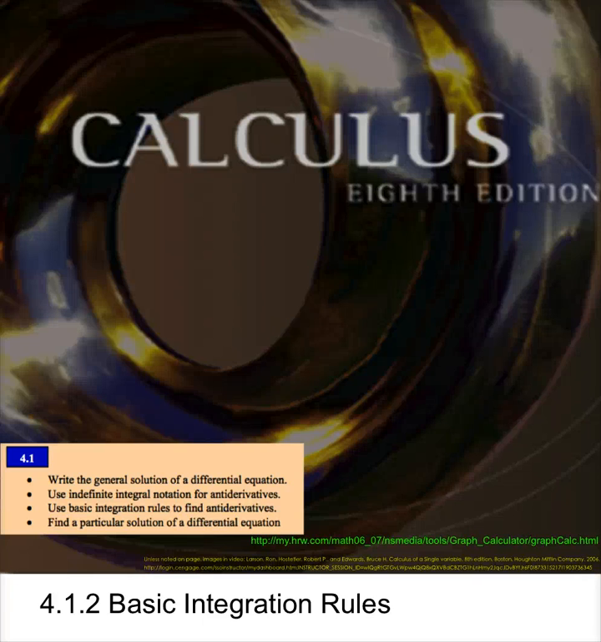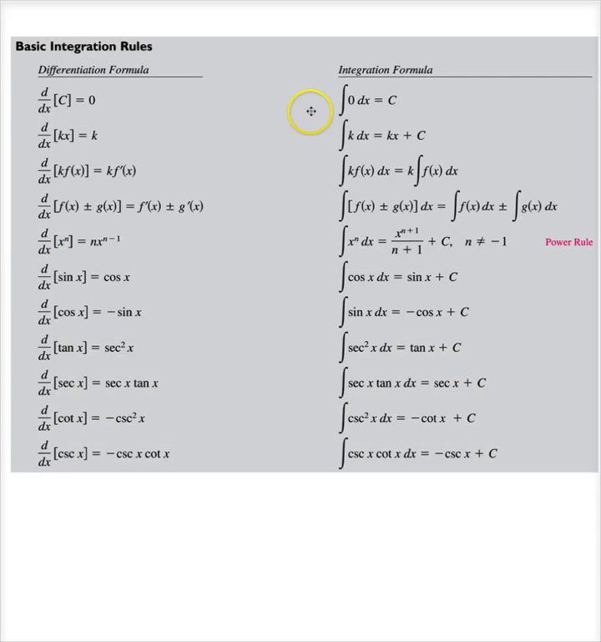Basic integration rules are just the antiderivatives of your functions. So let's come down here and look at the derivative with respect to x of sine is cosine. Now what that tells you is, if I integrate cosine, that's going to give me sine x plus c.